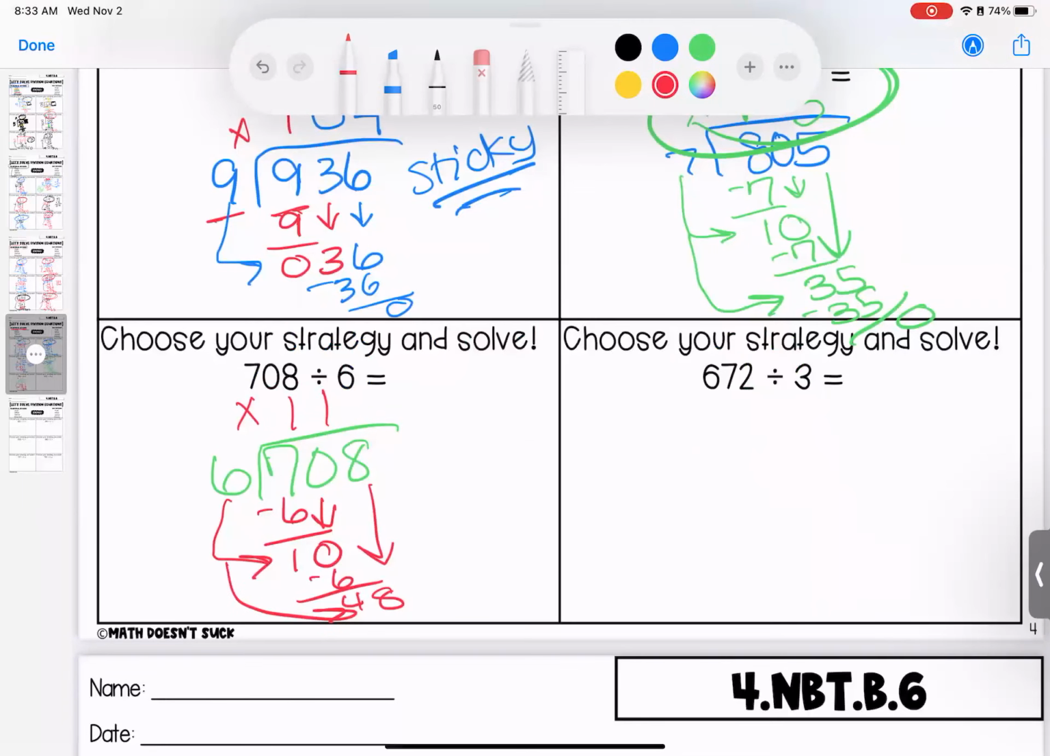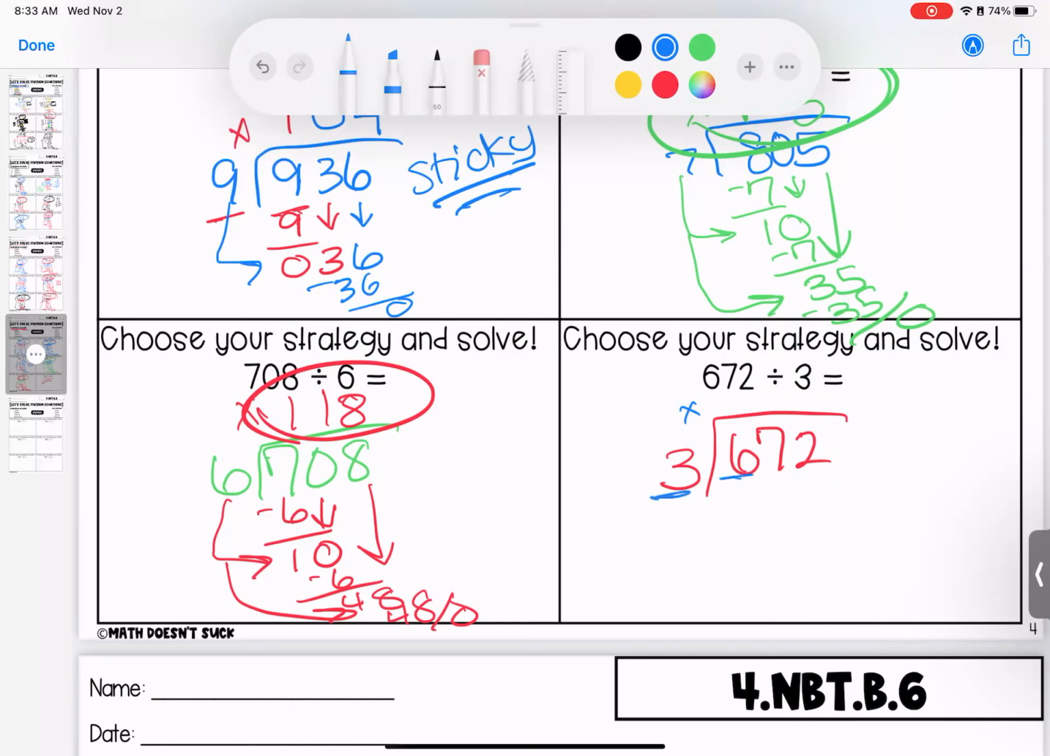Yes, we know our facts. 6 times 8 is 48. Nothing left. Our answer is 118. Last one for this page, my little rock stars. We are dividing 3 into 672. Let's see how it goes.